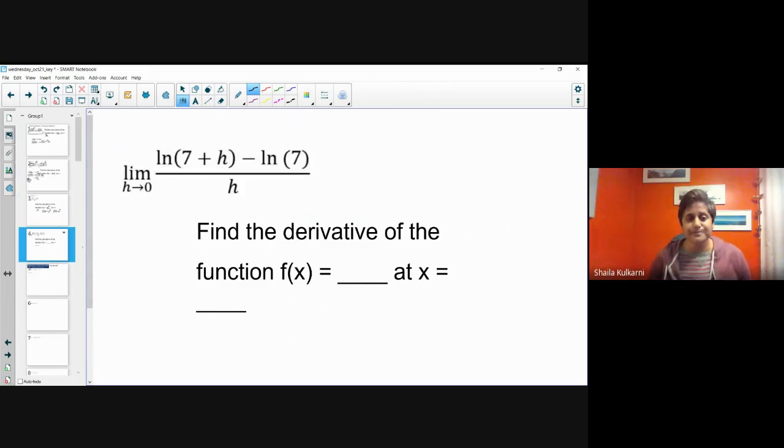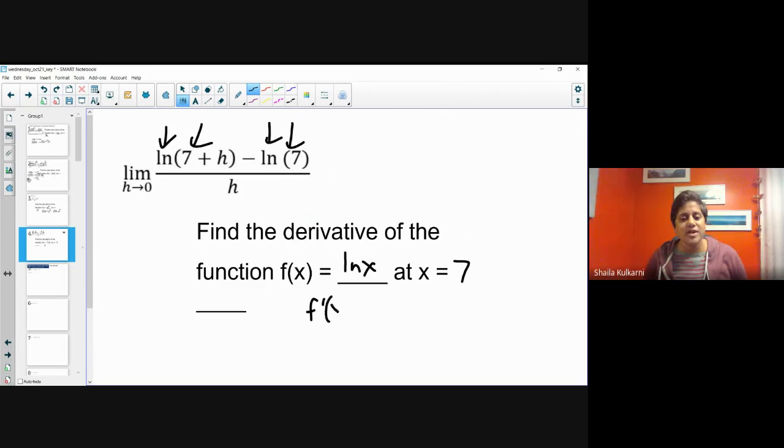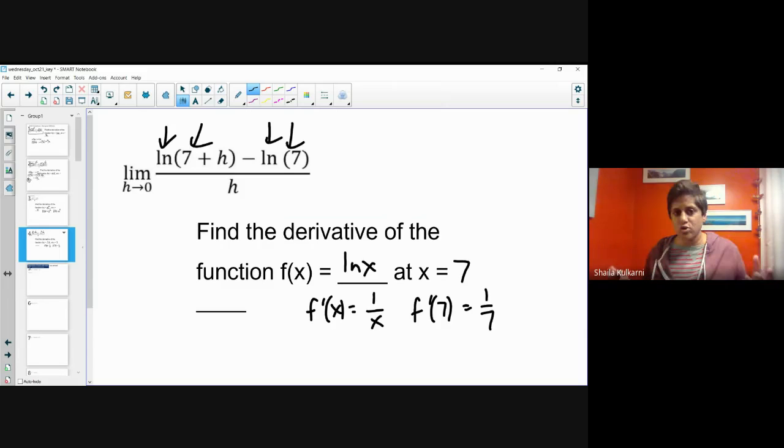And finally, we have this problem. It says h. What's the derivative? The derivative of this function right here, which is the natural log of x. At what x value? That number right there. So what is the derivative of the natural log of x? It's 1 over x. And I'm going to plug in 7, so I get 1 over 7. And that is your Google form. So that's what we were looking for.